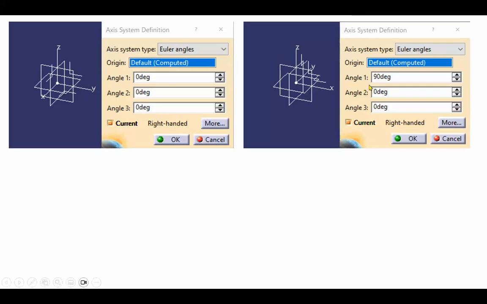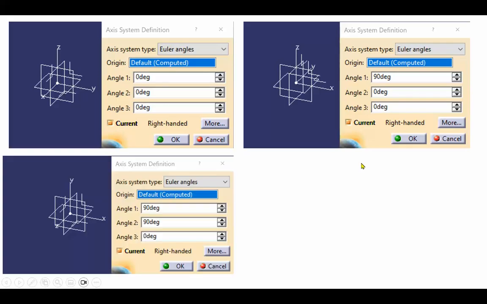Now suppose for angle 2 I put 90. So let's see what happens. Notice that it's changing. What happened? It went to the previous coordinate system that I have on the right side. It rotates about the x-axis. Remember, Z, X, Z. We already did the first Z. Now we're doing X. It rotates about the new x-axis. This is the new x-axis right there.